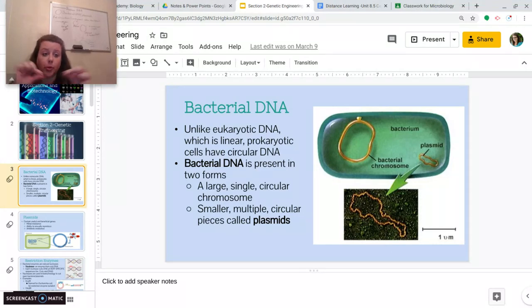Remember, humans have 46 long linear pieces of DNA, but bacteria have circular DNA, which we've talked about before. So remember, the bacteria has a circular chromosome. They also have these teeny tiny little extra pieces that are circular called plasmids. Okay, so we have one large circular chromosome and we have small little pieces of plasmids. They're both DNA, but this plasmid is kind of like bonus DNA.